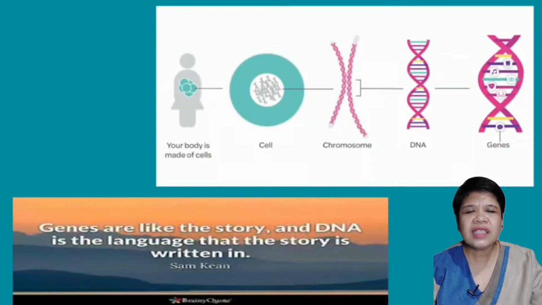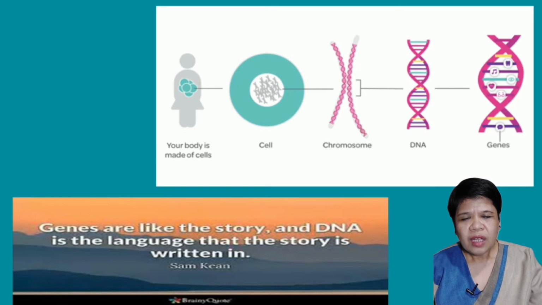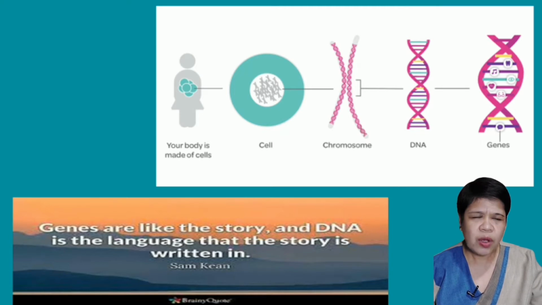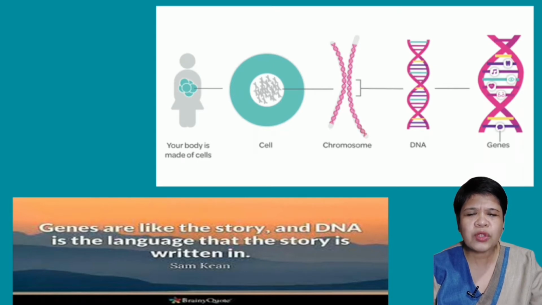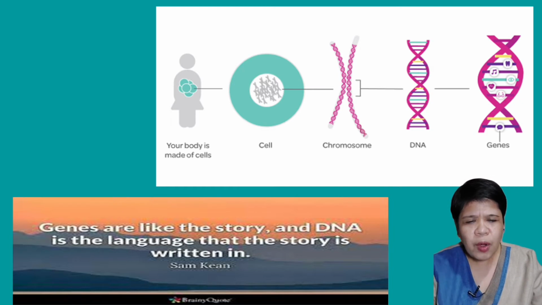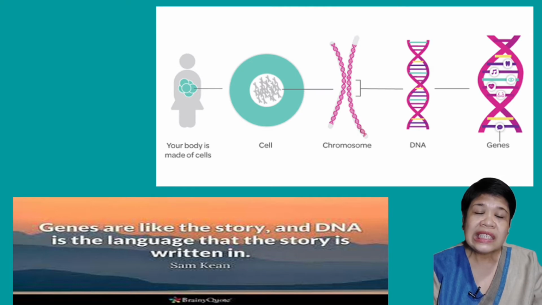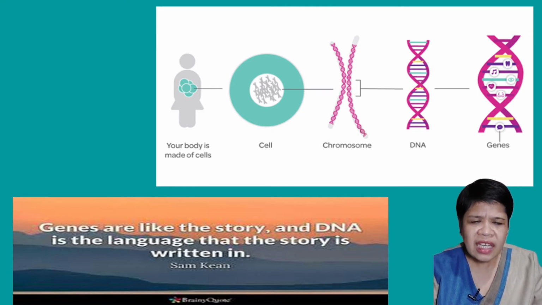Now, let us look at the slides. As you notice, our body is made up of cells. Okay, so we know that the cell is the basic unit of life. The cell contains chromosomes. When the chromosomes are grouped together, they form what we call DNA. And when this DNA is grouped together, it will be what we call genes.